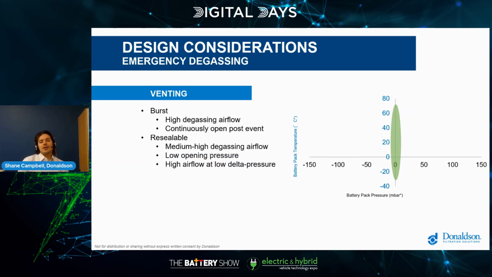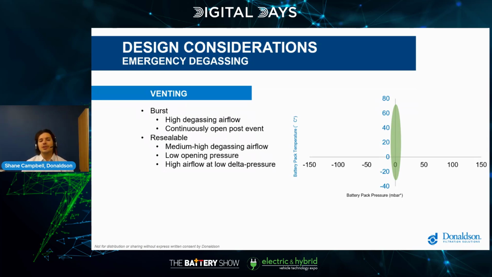And then finally, for our last edge case of emergency degassing, there are many ways that venting helps with this. For burst style events, it is important to have high degassing airflow to get rid of the hot gas as fast as possible. It's also important to ensure that the vent stays open during the event so that there's nothing blocking the windows or ports on your battery vent to ensure continuous airflow during the emergency degassing.